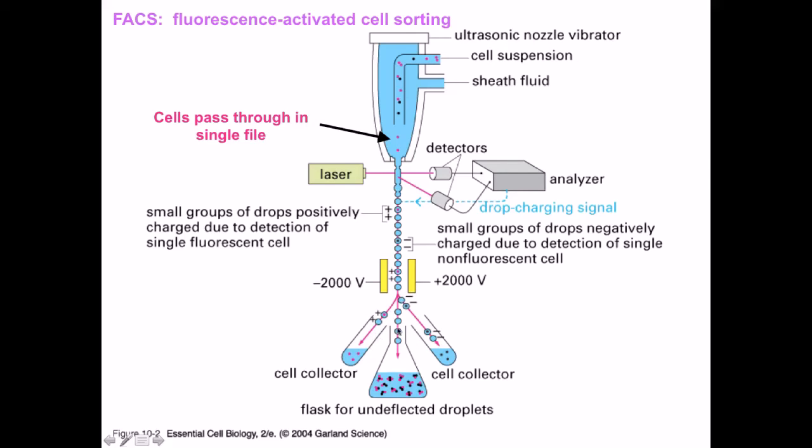So for example, in this particular example, the cells that were red were in droplets that were positively charged and therefore deflected to the negative pole of the field. The black cells were in droplets that are negatively charged, and those are directed towards the positive side of the field, and the droplets that are neutral go into the middle, into a wastebasket.